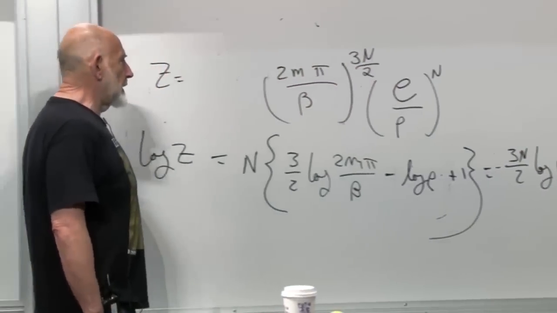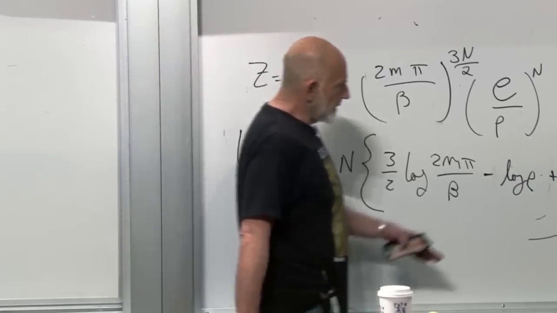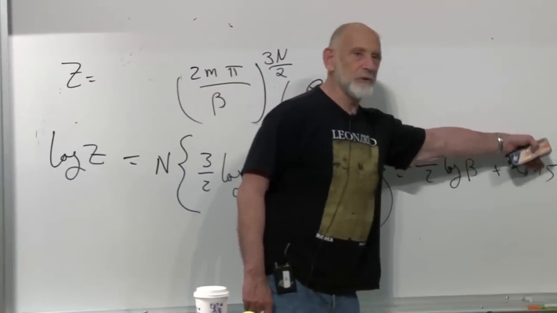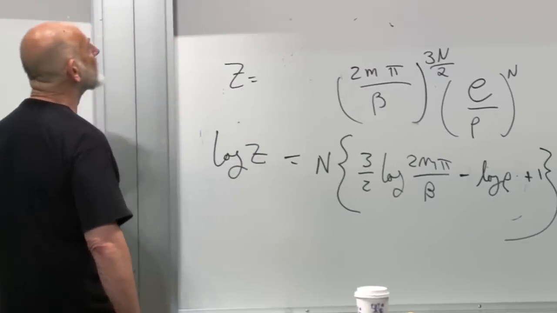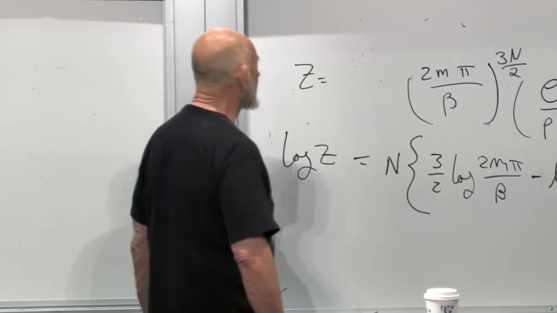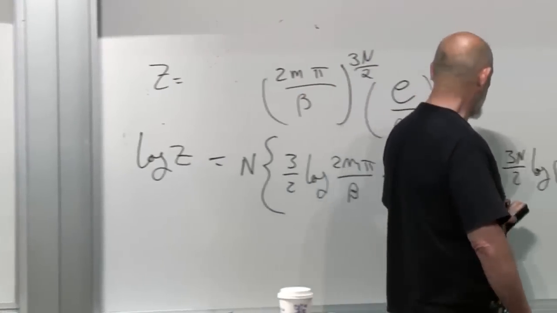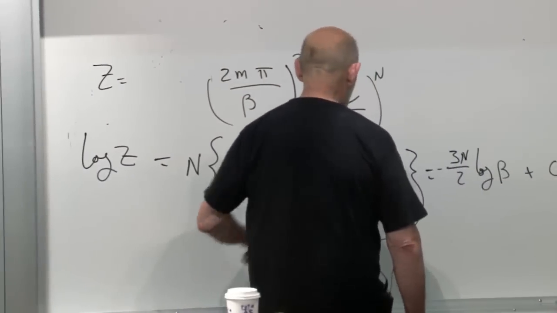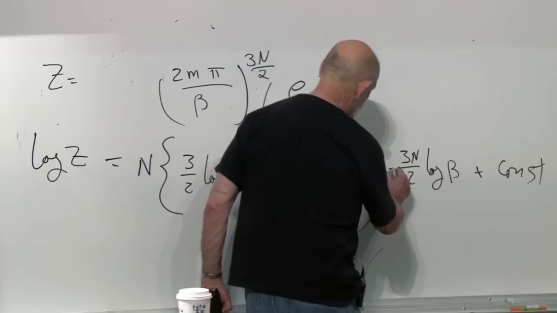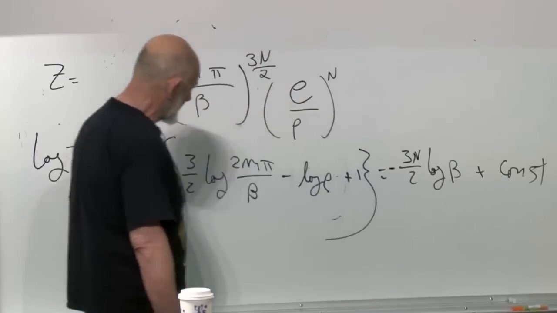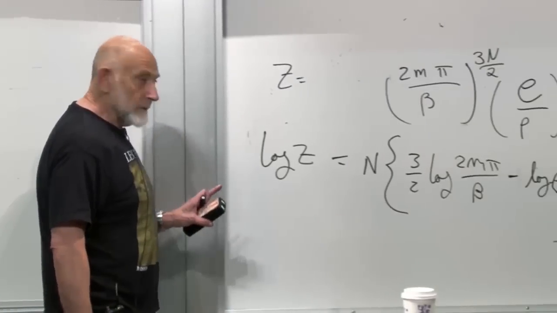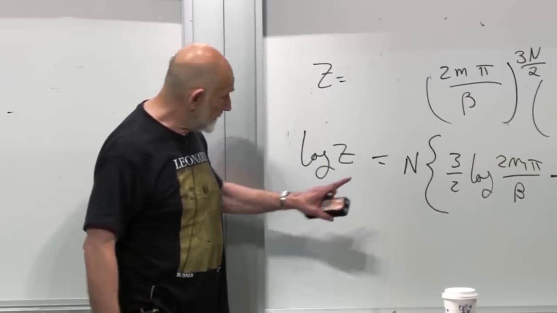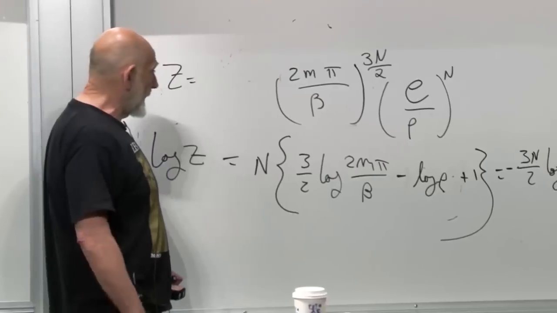N is also a constant. So indeed, this is a constant times n. But for our purposes, it's just another constant. Would it be log 1 over beta, not log of beta? I think you're right. I think it's log 1 over beta. No, that's what the minus was here. The minus made it log of 1 over beta. OK, everybody got it? Minus sign because it's log of 1 over beta.